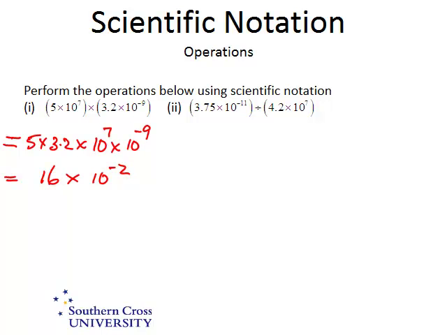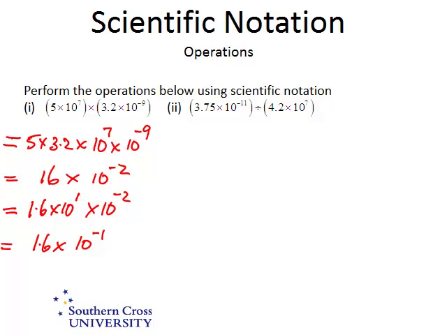But if you look at this, the answer is not in scientific notation, because it shouldn't be 16, it should be 1.6. So we need to make an adjustment because of that. So this becomes 1.6 times 10 to the 1, that's just 16, times 10 to the minus 2. So that's now 1.6 times 10 to the 1 plus negative 2, which is 1 take 2, which is negative 1. So our answer is 1.6 times 10 to the negative 1, or it's 0.16 if you were to change it back to an ordinary number.